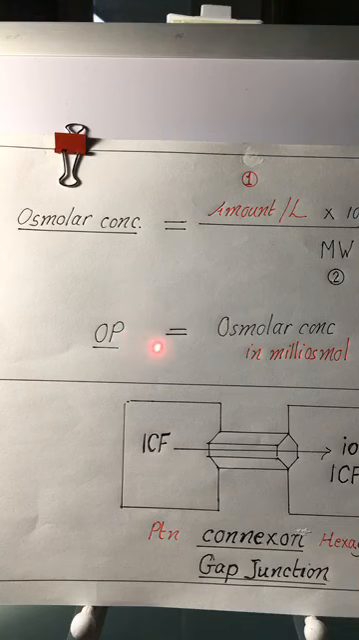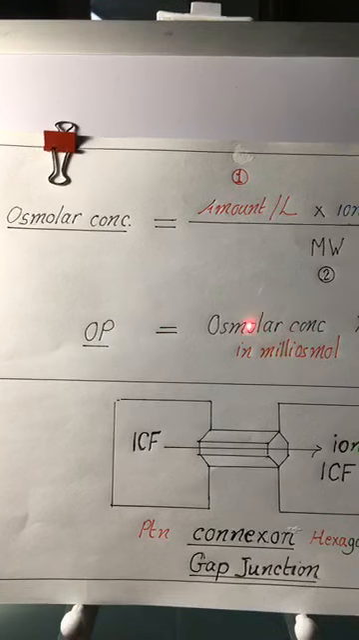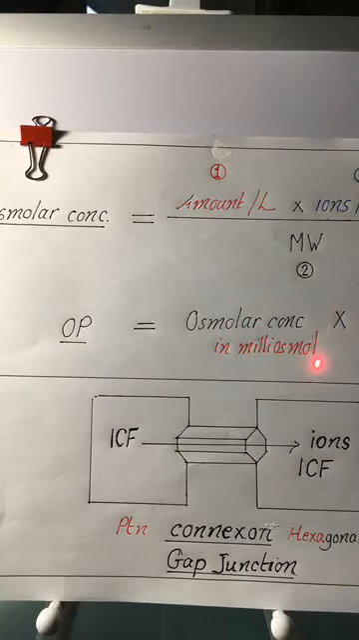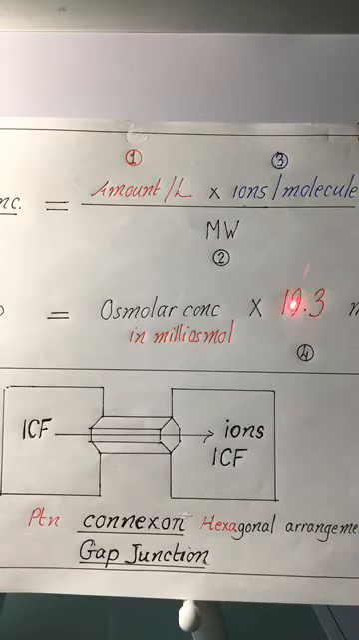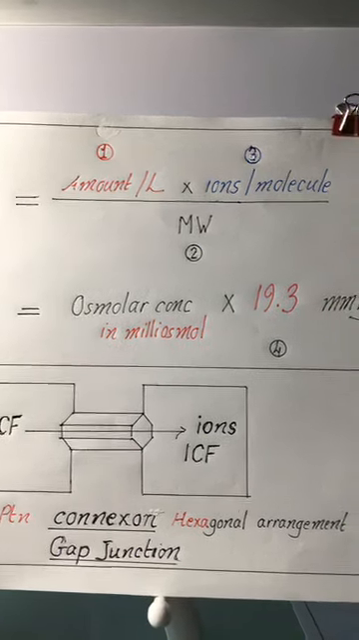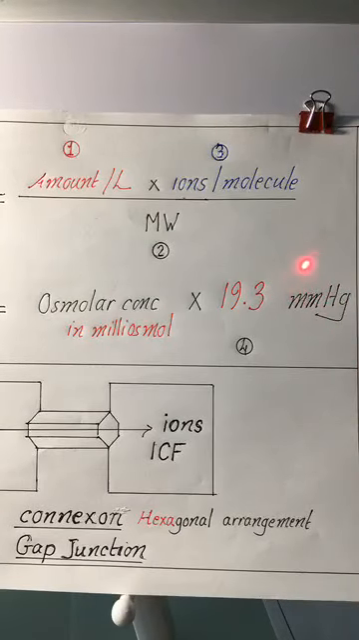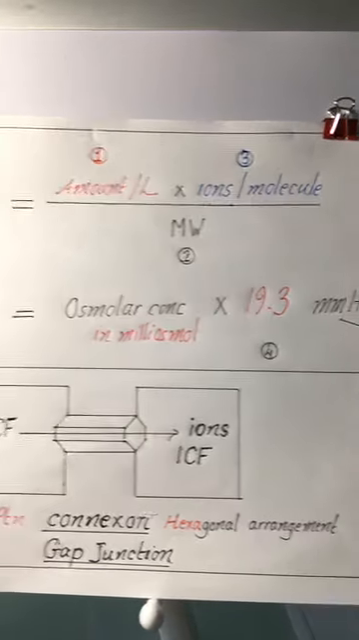You know the relation that every milliosmol needs a pressure, which you have to remember, equal to 19.3 millimeter mercury to stop the osmosis. So multiply the osmolar concentration. If the osmolar concentration was 100 milliosmoles, multiply 100 times 19.3 to get the osmotic pressure.